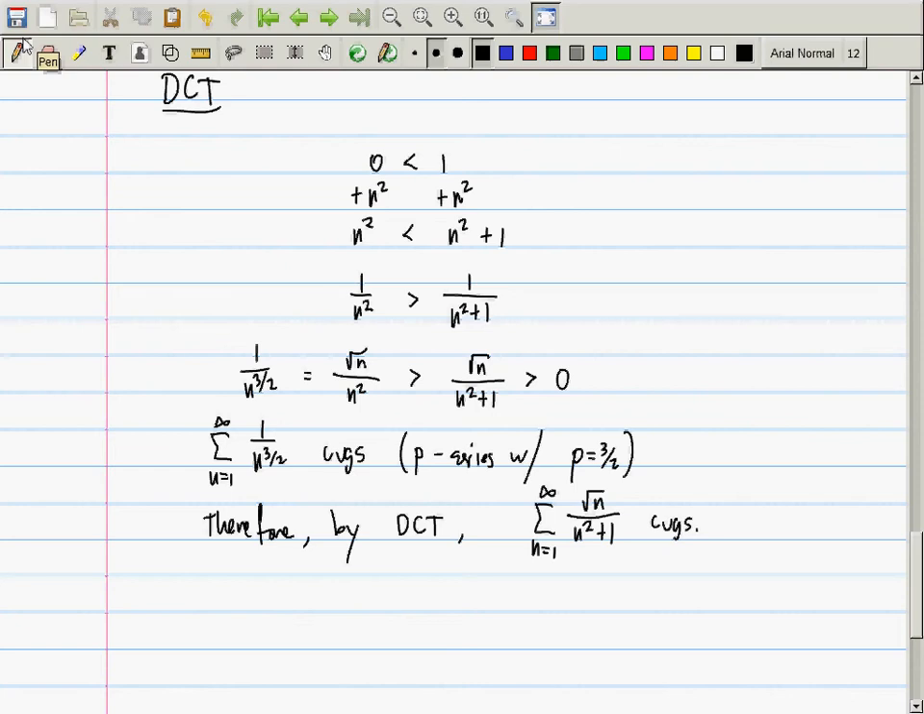So any question about this one? The limit comparison test and the direct comparison test are, I would say, quite similar. It's just that in the mechanics of using the direct comparison test, you use a bunch of inequalities, and in the mechanics of the limit comparison test, you use limits. Other questions?